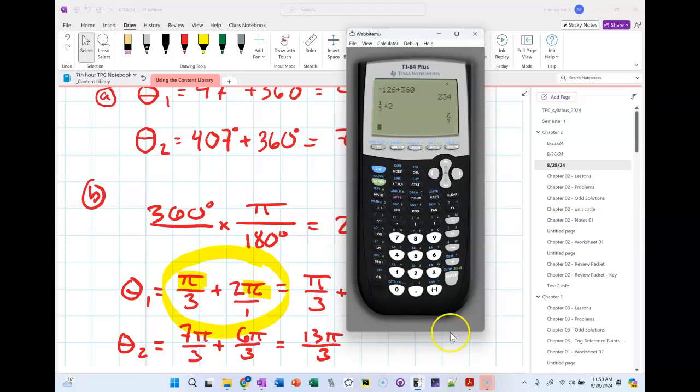Now, say I wanted to do this again. I'm going to take that answer, that 7/3, and add 2 again. And there's 13 over 3. I'll just write down on my paper 13 pi over 3, and there's my other answer. It's a nice, lovely shortcut if you're like, ugh, fractions, I'm not very good at that. Which I understand. This is why I'm showing you a way to avoid that.